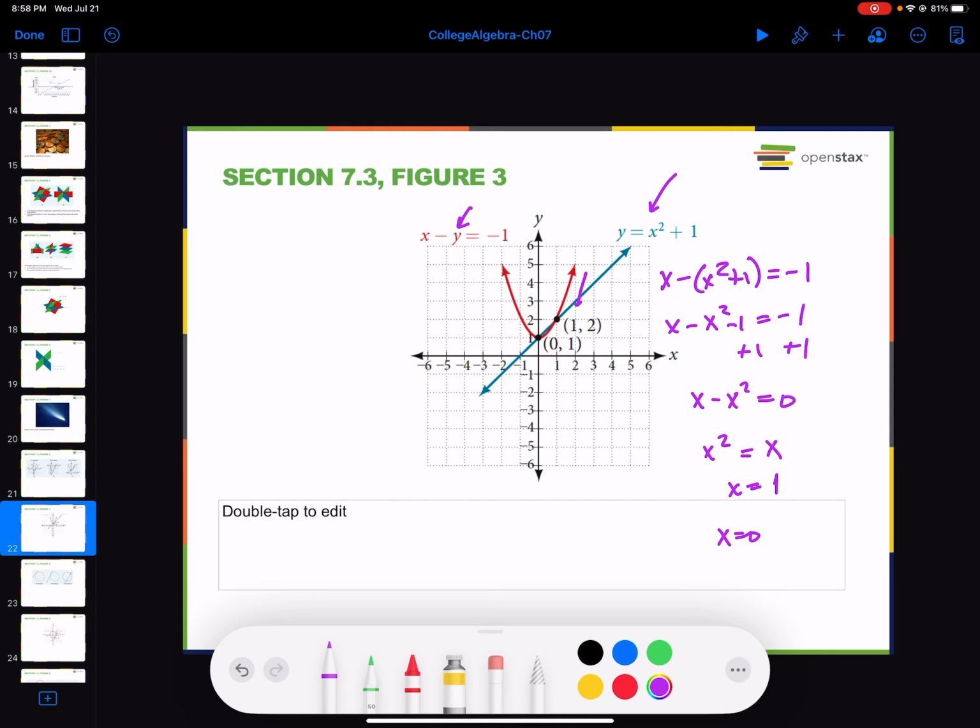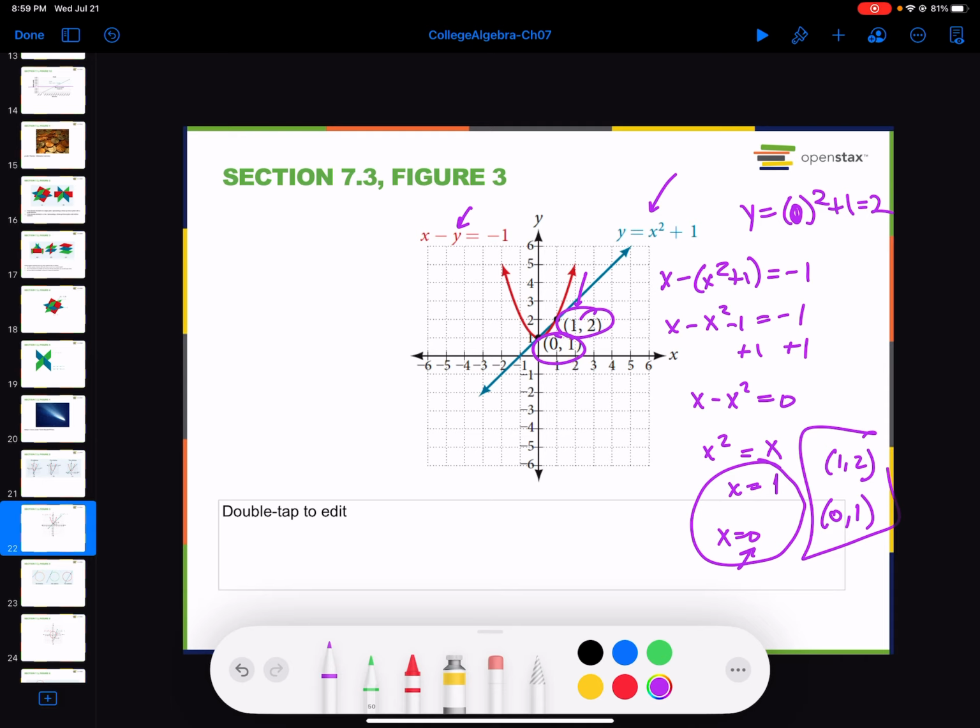And that's it. Next we can go ahead and substitute these back into one of the equations. So we've got y equals 1 squared plus 1. It's going to give us 2. So we'll have a point 1, 2. And then let's substitute x equals 0. If we have a 0 here, that's going to give us just 1. So we've got another point at 0, 1. You can see both of those points right there.